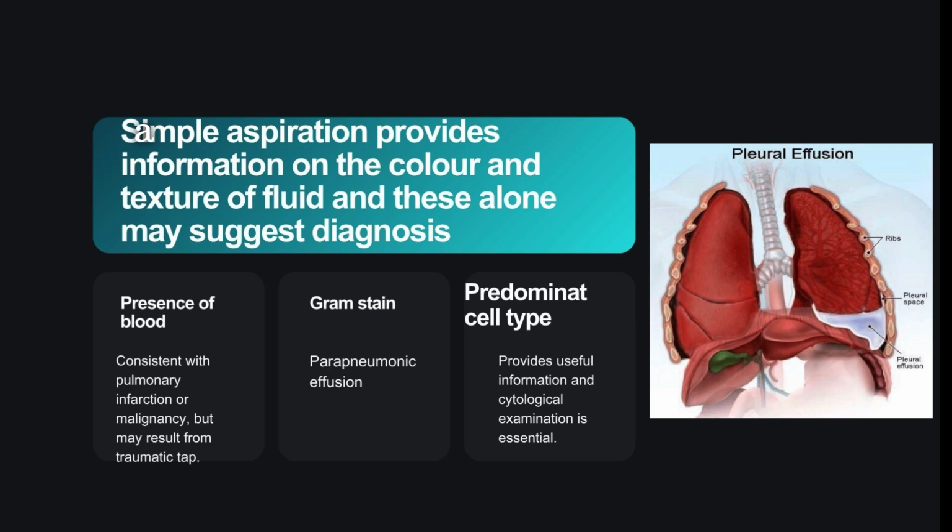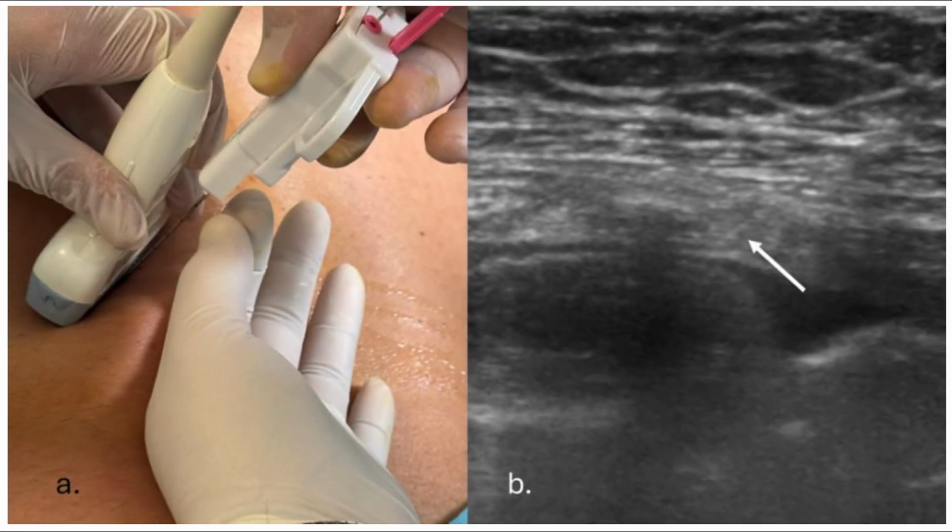Biochemical analysis also allows the classification into transudate and exudate, and Gram stain may suggest a parapneumonic effusion. The predominant cell type provides useful information and cytological examination is essential. A low pH suggests infection but may also be seen in rheumatoid arthritis, ruptured esophagus and advanced malignancy. Ultrasound or CT-guided pleural biopsy provides tissue for pathological and microbiological analysis. Where necessary, video-assisted thoracoscopy allows visualization of the pleura and direct guided biopsy.